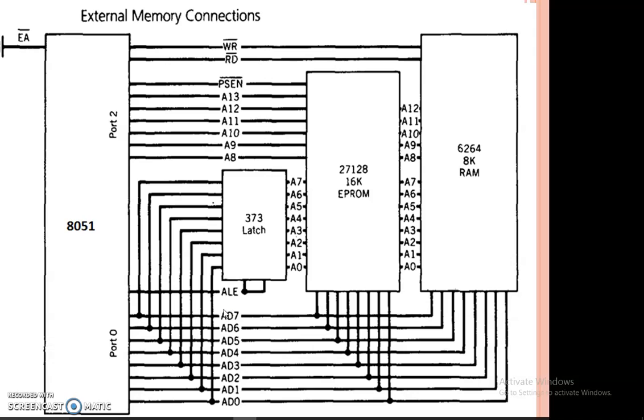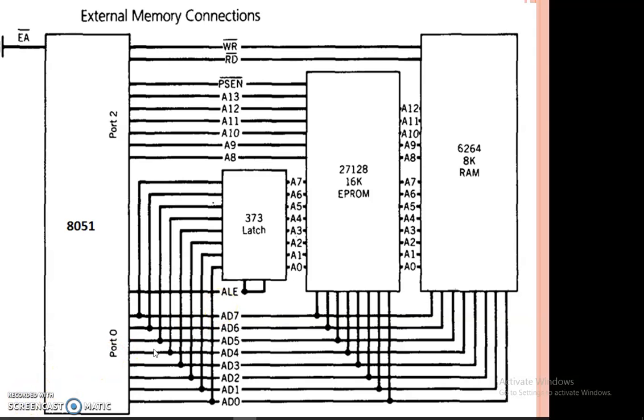16 means 2 to the power of 4 and K means 2 to the power of 10. So if you take powers, 4 plus 10, nothing but 14. So here we require 14 address lines, nothing but A0 to A13. These many address lines are required to attach the external memory of 16K.